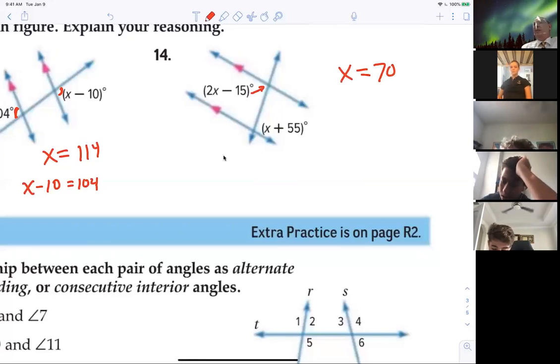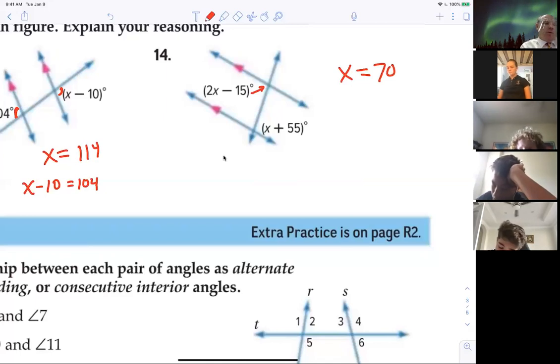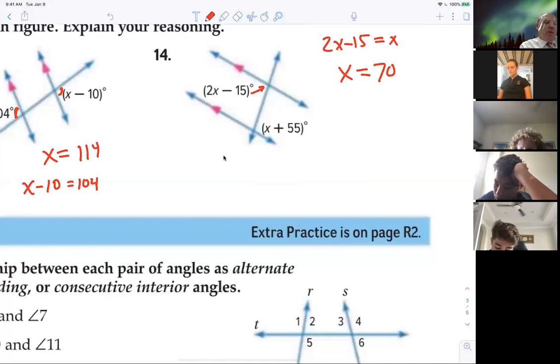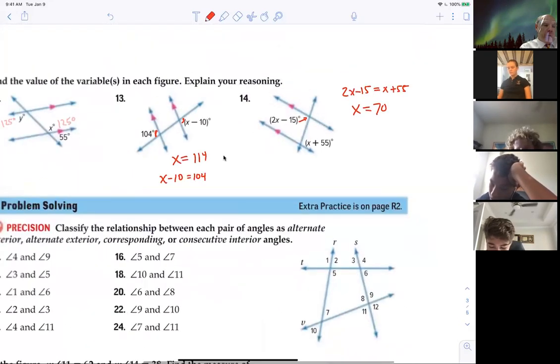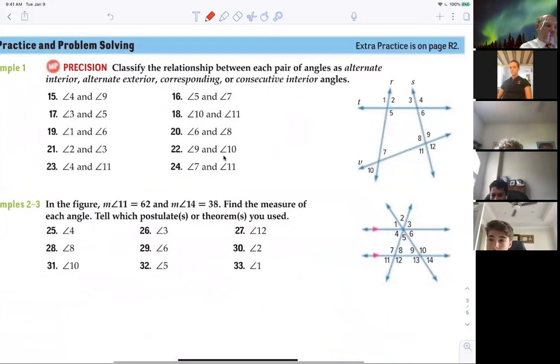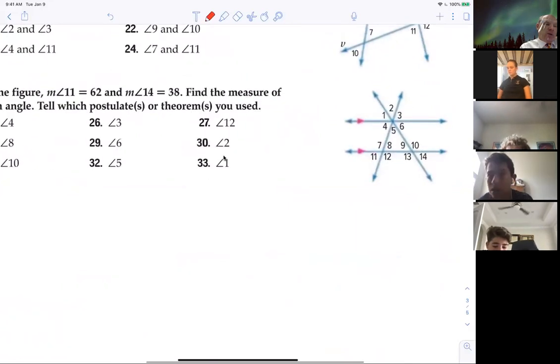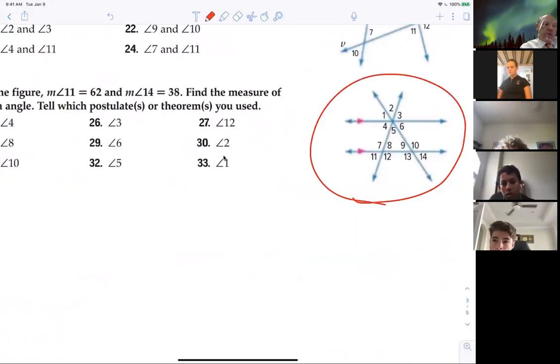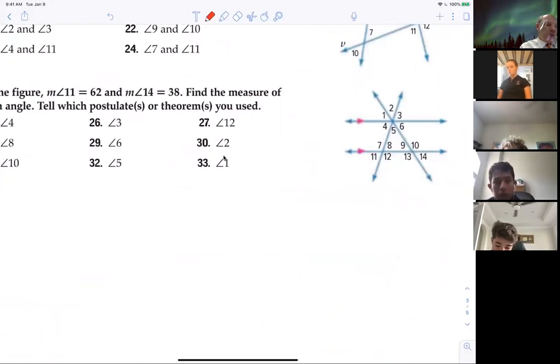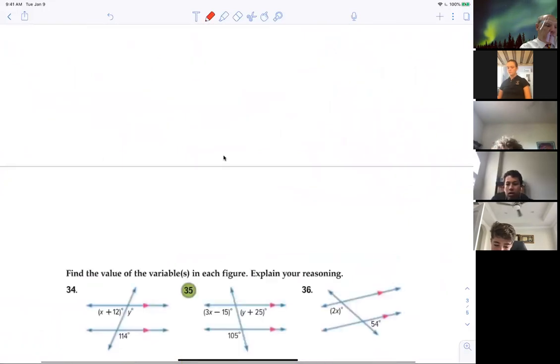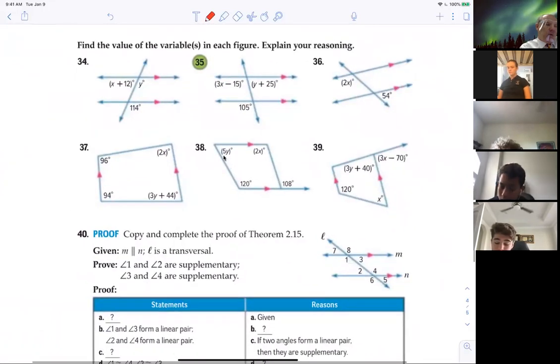All right, now if you can't see x equals 70, I can write the equation for you, right? We would just say 2x minus 15. Because they're alternate interior, it would be x plus 55. Everybody happy with that? I'm happy. All right, 15 through 24, you should be able to do. Now look how they're trying to be sneaky down here, right? That's kind of annoying. Be careful when you're doing it. Be careful. And then down here, you've got parallel lines, maybe a little bit harder.